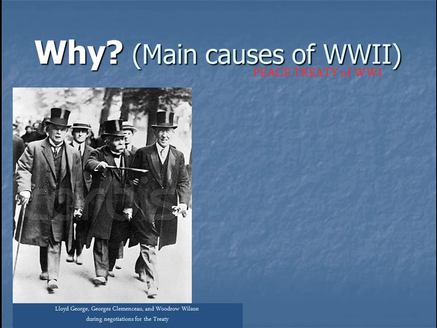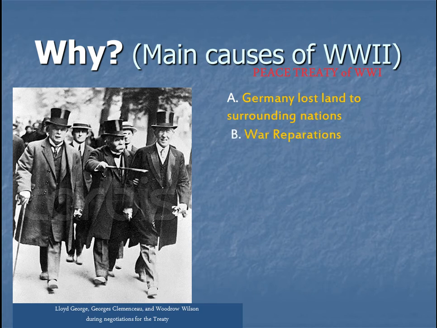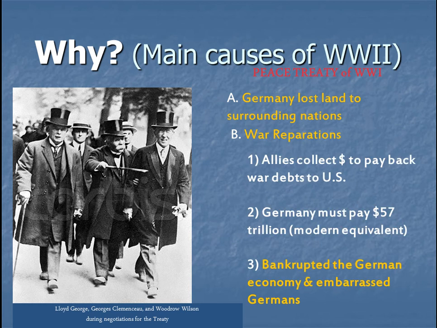Why did we go to war? So, main reason: Germany lost the lands that it had during World War I. War reparations, so they're having to repay for what they did during World War I. The Allies collected money to pay back the war debt to the U.S. Germany had to pay $57 trillion. That's the modern equivalent to the world for World War I. It bankrupted the German economy and embarrassed the Germans as a whole.